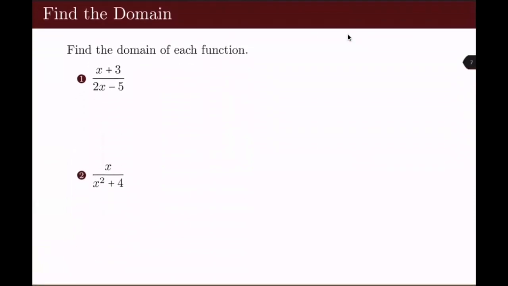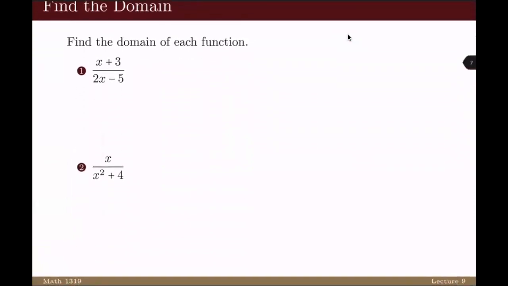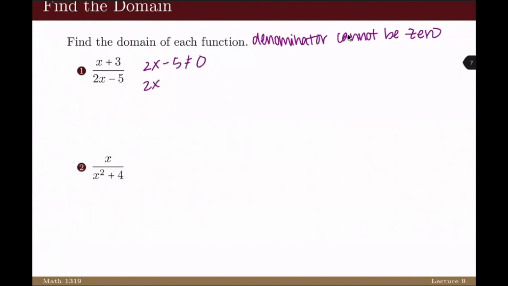Find the domain of each function. So these are tricky to find the domain of because we have to remember that the denominator can never equal 0. So that means that 2x minus 5 cannot equal 0. That means that 2x cannot equal 5. And then we can divide each side by 2 to get x cannot equal 5 halves.